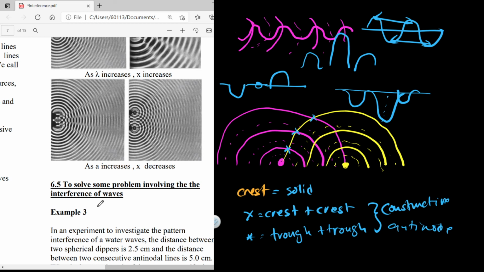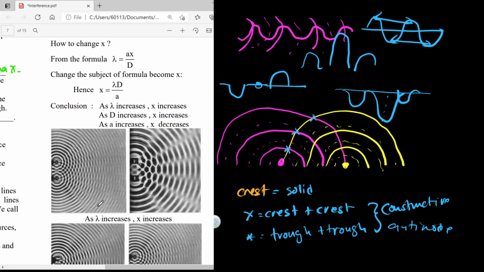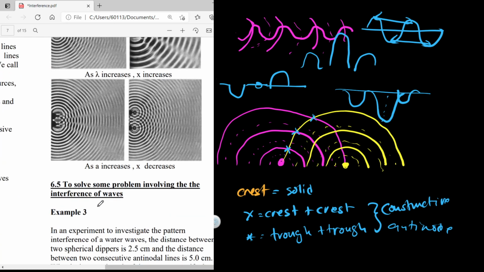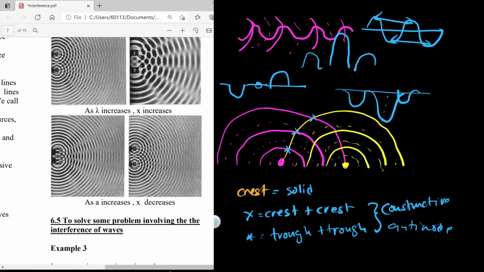So that is how we can interpret and try to understand problems involving interference. Later on we will look into the relationship between them and how to solve a few problems involving interference.